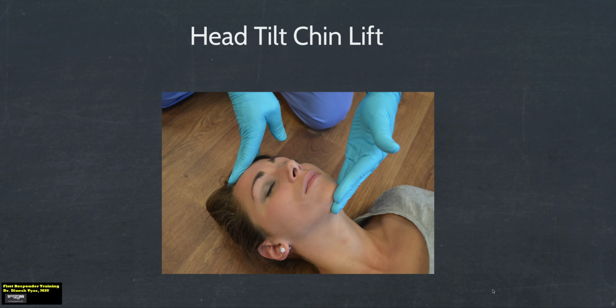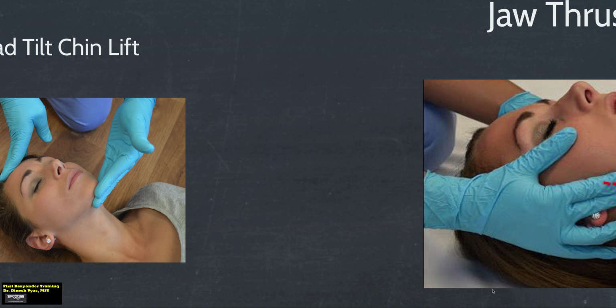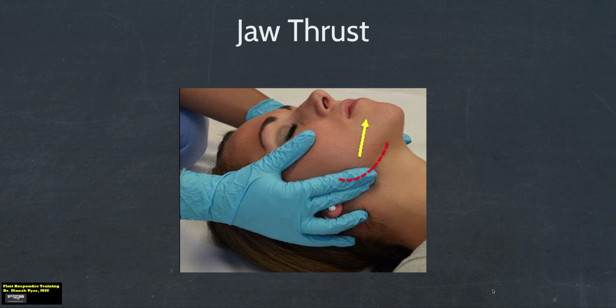Here we show the head tilt chin lift maneuver, where we place one hand on the top of the forehead and one hand underneath the chin to tilt the head and open the airway. This is the jaw thrust maneuver, where we don't want any tilting or movement of the neck area. We'll put our thumbs on the cheekbones and use our fingers to thrust the jaw forward in the direction of this yellow arrow.